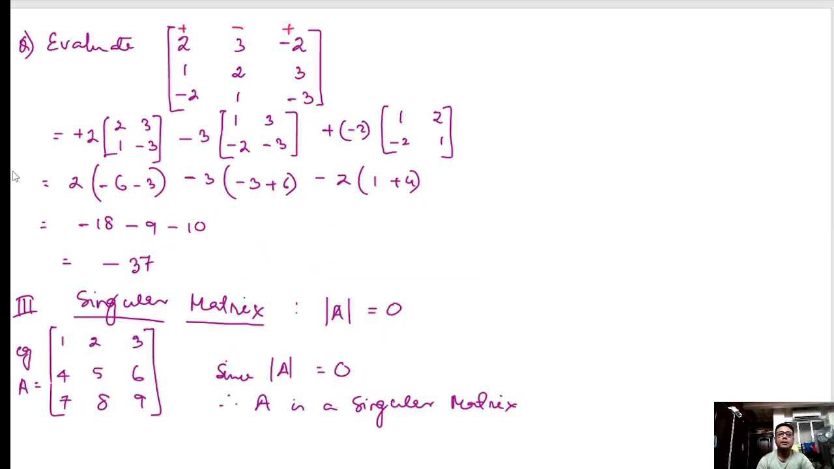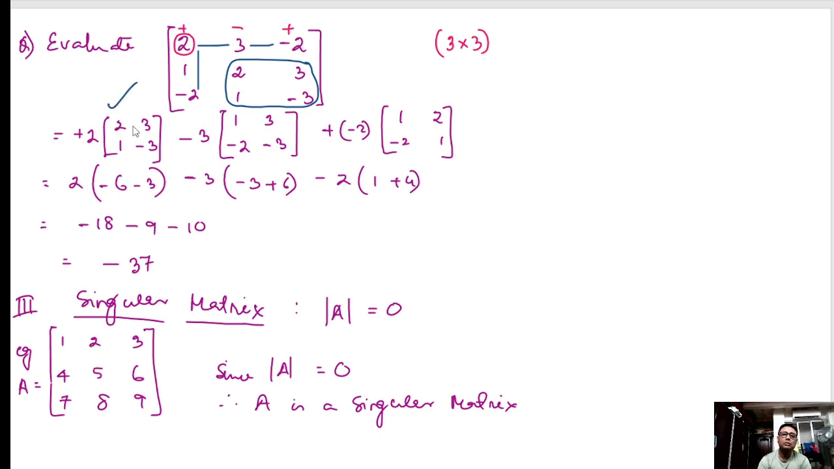Next, evaluate this. So this is a 3 by 3 matrix, the determinant. It is a 3 by 3 order determinant. So I told you that first put the sign plus, minus, plus. Now when you choose 2, then you cannot take the row of 2 or the column of 2. So you have to take this much. Okay, so this is what we have done.